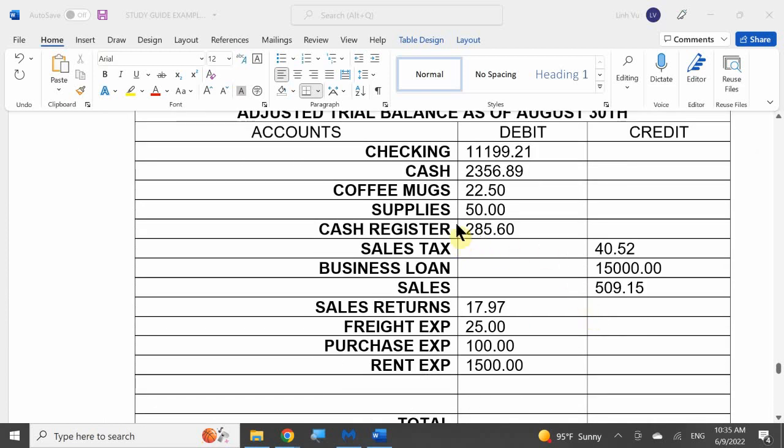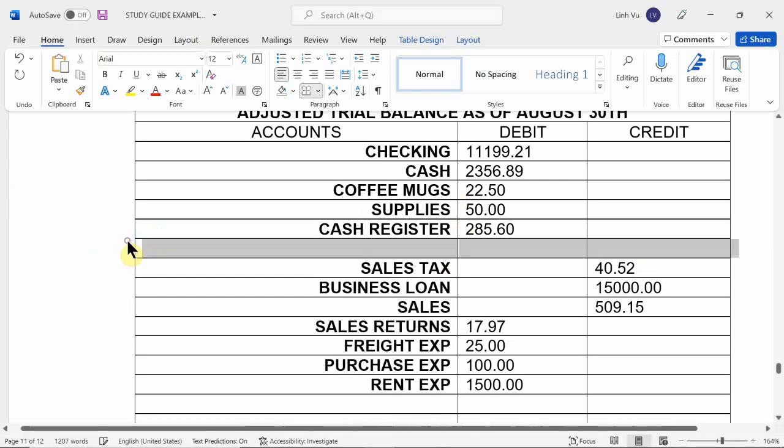Okay, so here we need to add in another account for the accumulated depreciation here.